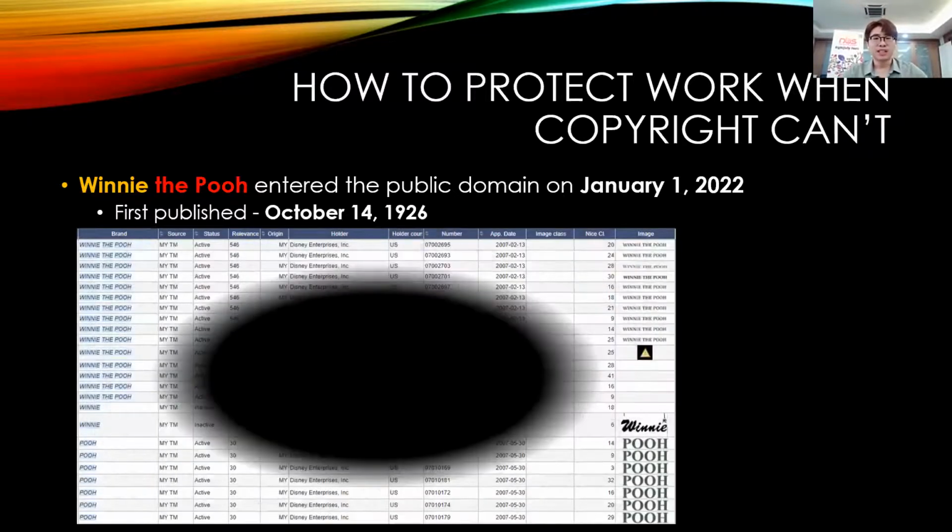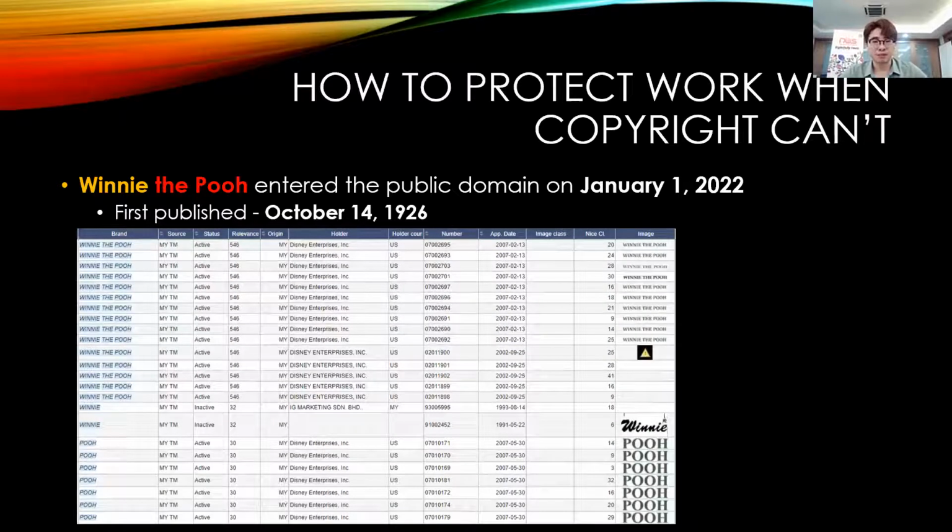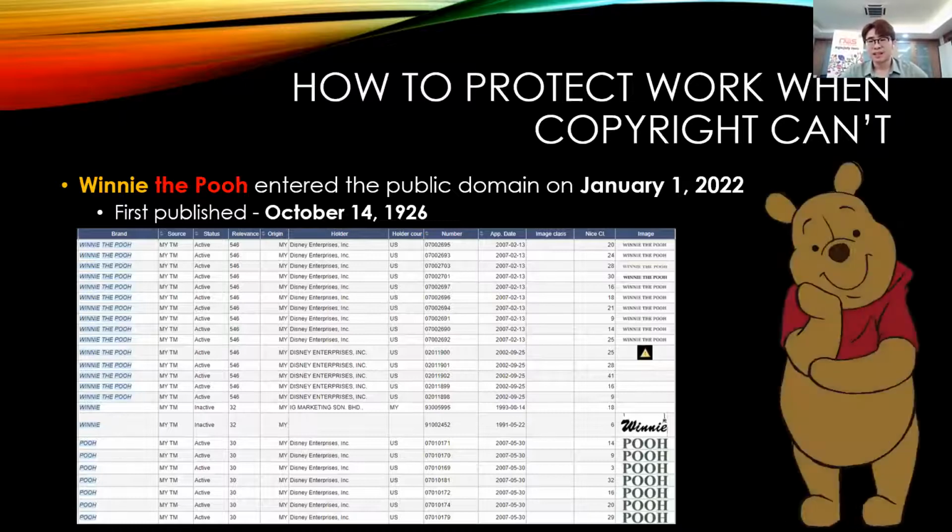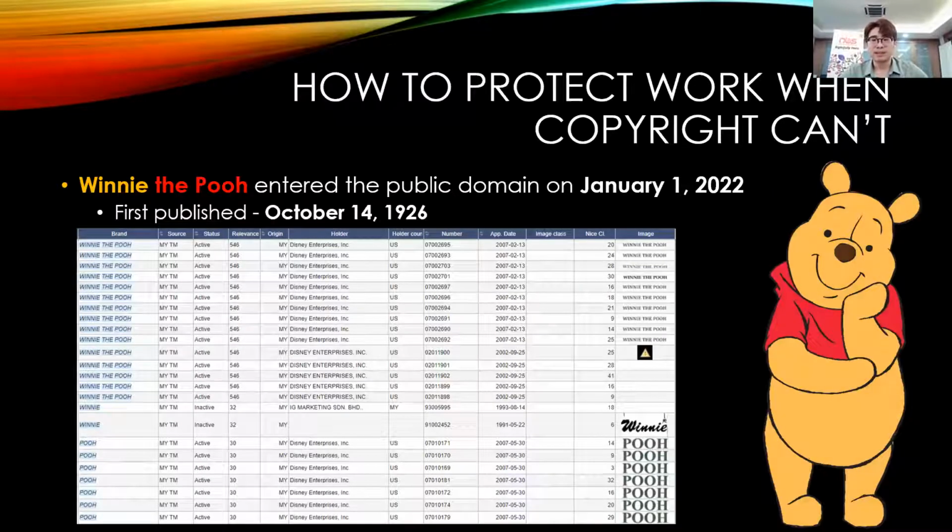So how do you protect something when it has entered public domain? As you can see on screen, the word Winnie the Pooh is actually a registered trademark here in Malaysia. Of course, Disney would not be so dumb that the moment it enters public domain, they would allow anyone to use their characters or animated characters. So they have registered the word Winnie the Pooh across a lot of classifications here in Malaysia, including the single word Pooh or even the word Winnie.